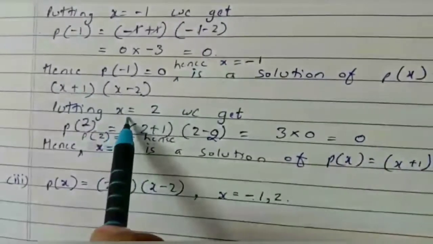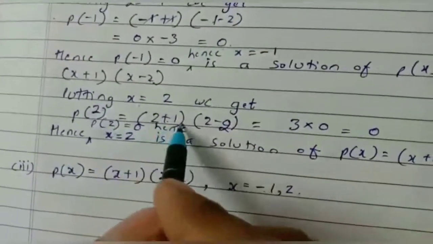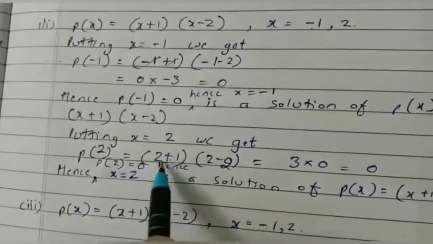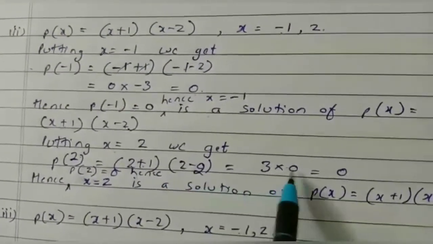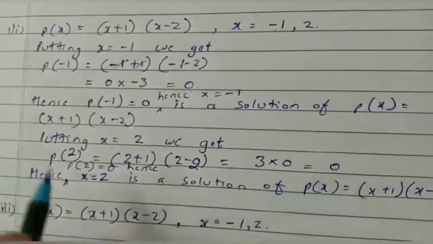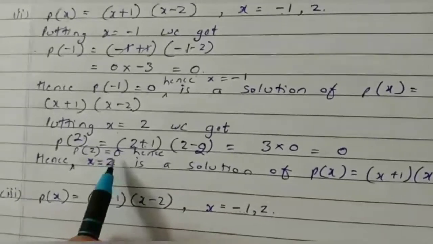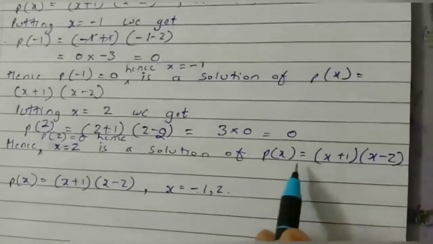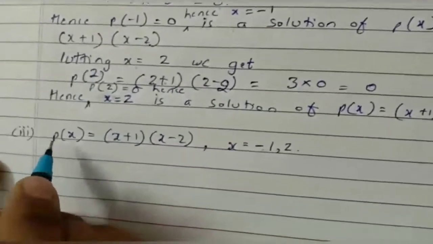Now in place of x we will put 2 in this equation. So 2 plus 1 bracket 2 minus 2. So 2 plus 1 is 3 into 2 minus 2 is 0. Any number into 0 is 0. So hence P2 equal to 0. Hence x equal to 2 is the solution of Px equal to x plus 1, x minus 2. Now we will solve the third one.